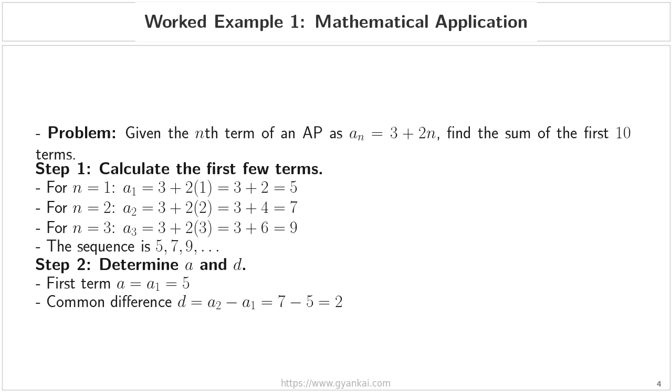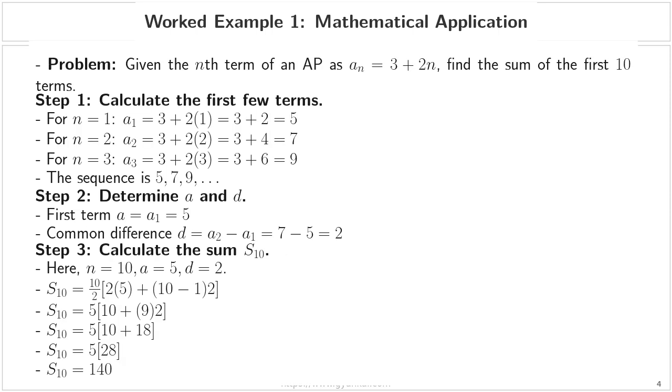Now let's move to step 2, where we identify our key parameters, a and d, from our calculations. The first term, a, is simply the value of our first term, which is 5. To find the common difference, d, we subtract the first term from the second term. That is 7 minus 5, which leaves us with a common difference of 2. Finally, we reach step 3, where we apply the sum formula.